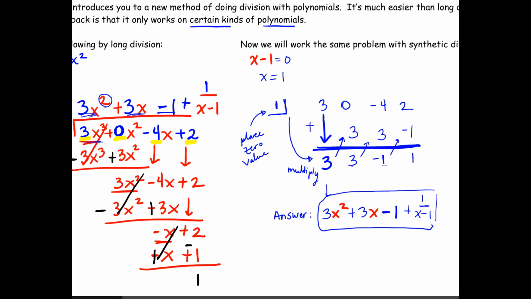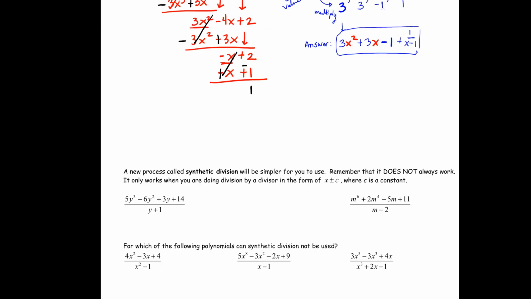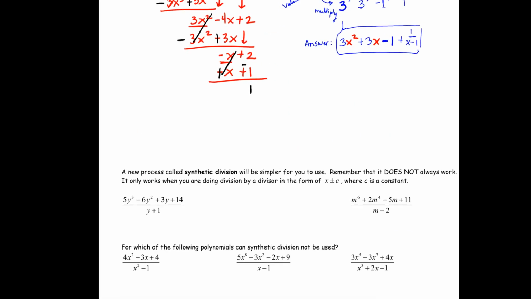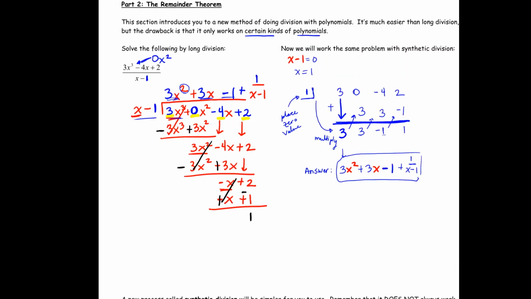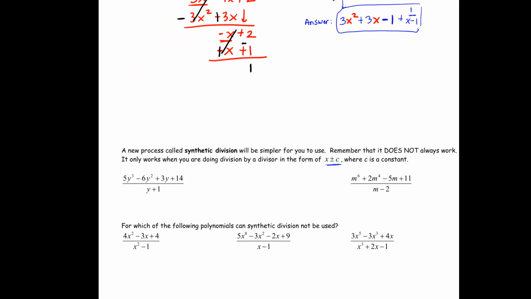All right, I'm going to pause the video for a moment. This new process will only work if the divisor is in the form of x plus or minus a number. Notice on the previous example, our divisor was x minus 1. That's why it could work with synthetic division. So for example, you could do this one with synthetic division. You could do this one with synthetic division.